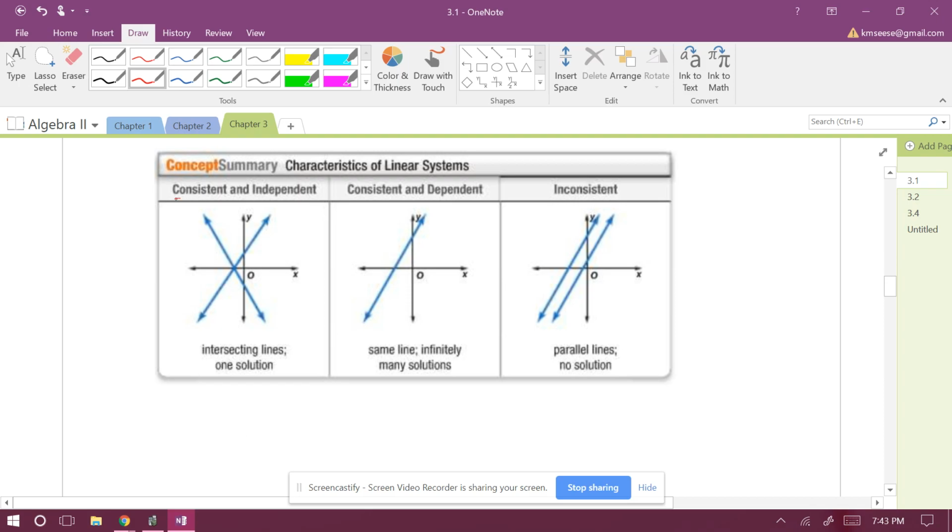Consistent and dependent, consistent meaning they have at least one solution, but dependent meaning there's infinitely many. So in order to be consistent, you either have an independent where you have one solution, or dependent where you have infinitely many. All right, and that's really when you just have the exact same line. Inconsistent means you never intersect, so that you're never finding that point of intersection, and that's only going to happen when you have parallel lines. So you'll have no solution there.